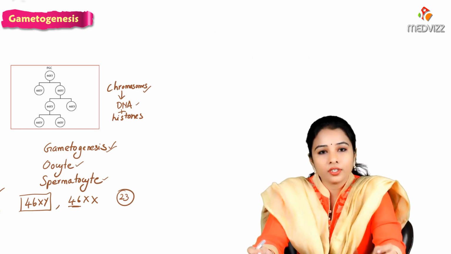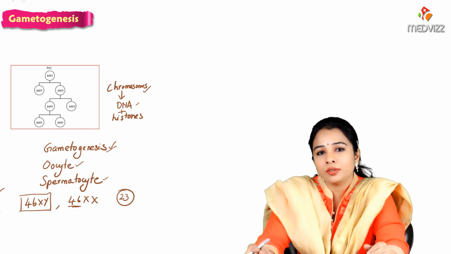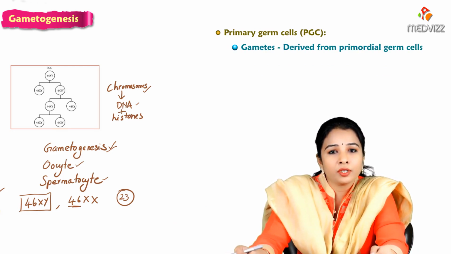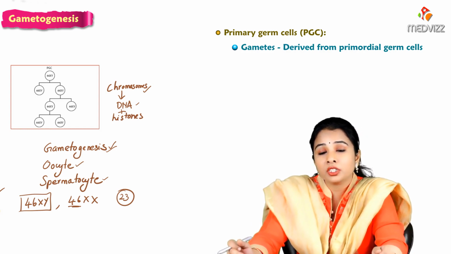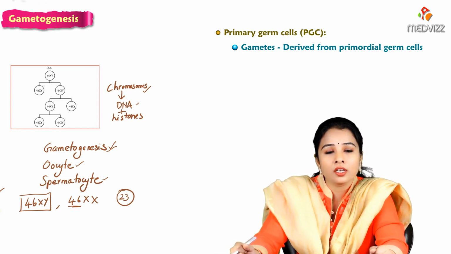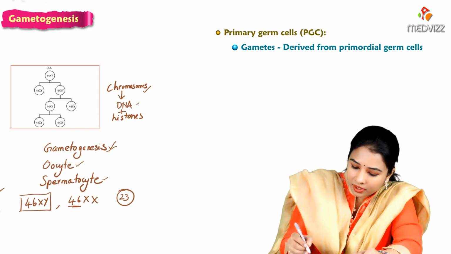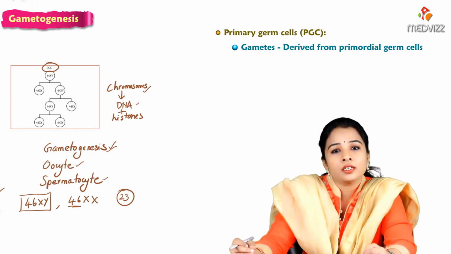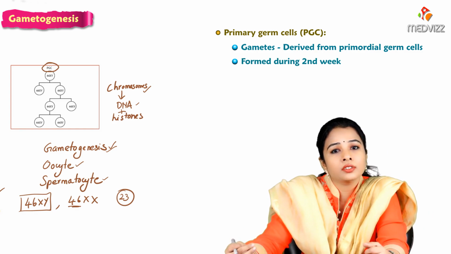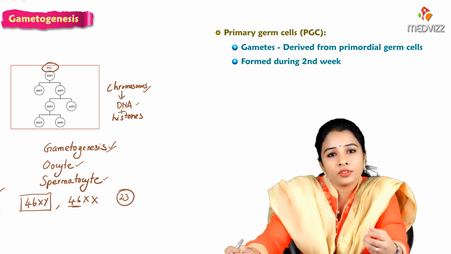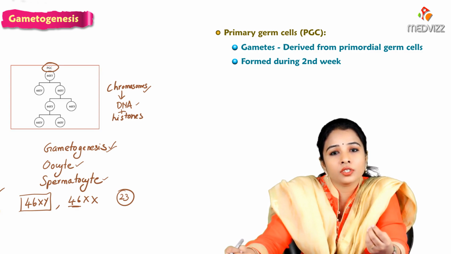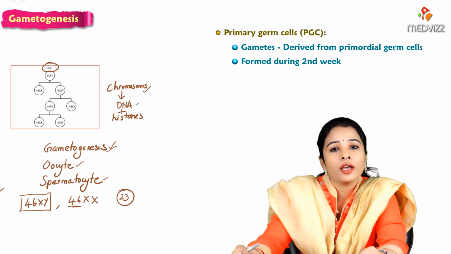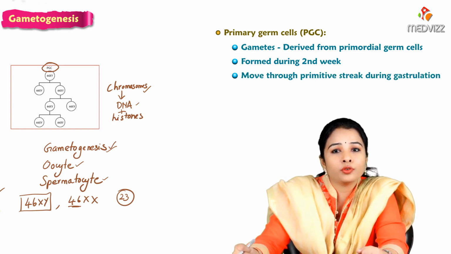Before going into gametogenesis, we should have a very good idea about primordial germ cells. The gametes in both males and females are derived from special cells called primordial germ cells, which we can represent as PGC. Primordial germ cells are formed during the second week of gestation, and these primordial germ cells move through the primitive streak.